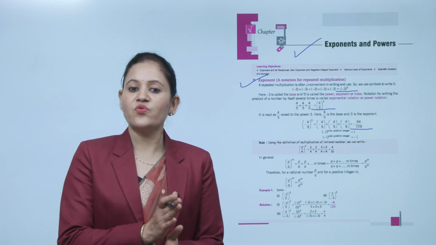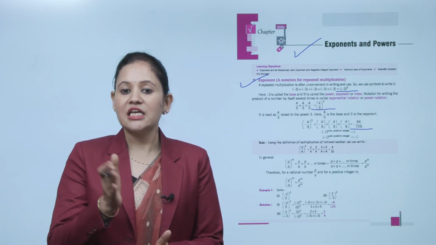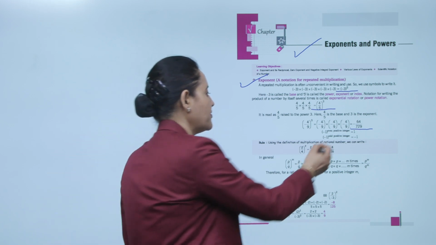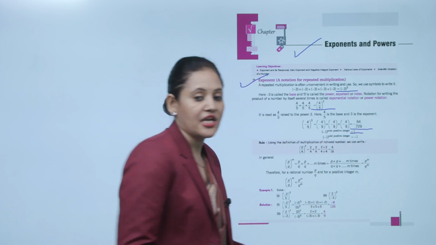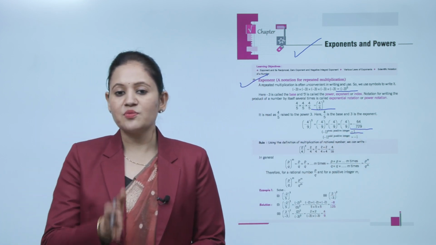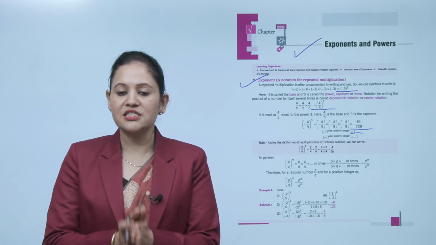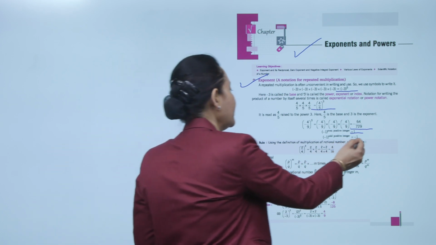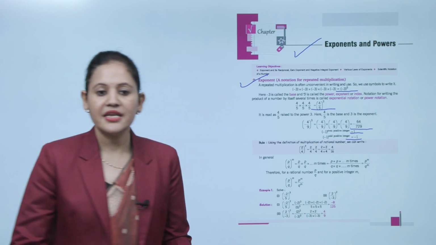Now minus 5 to the power of an even positive integer, so the product will be positive. If minus 1 is to the power of an odd positive integer, then the product will be negative. Next, rules.